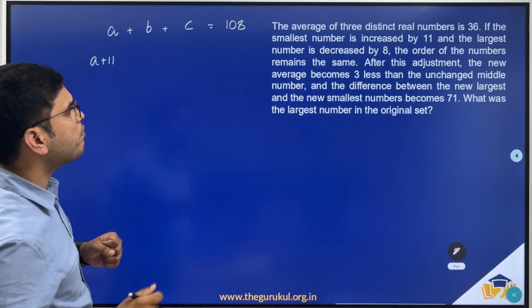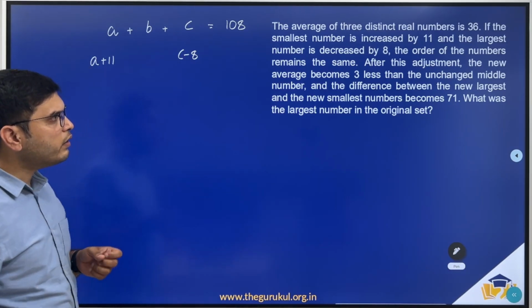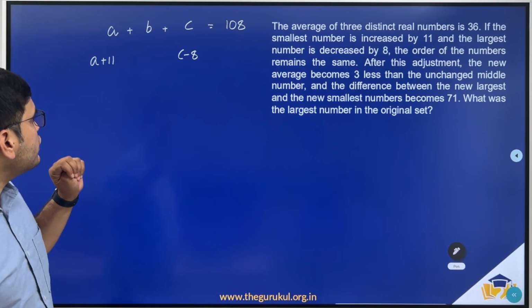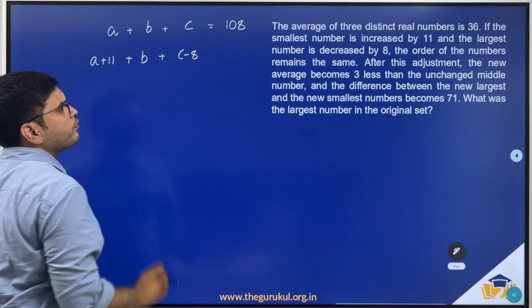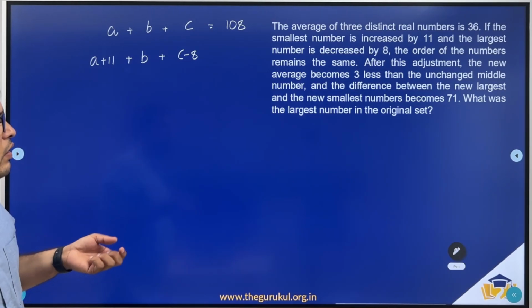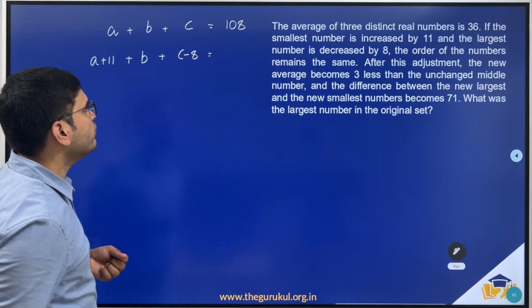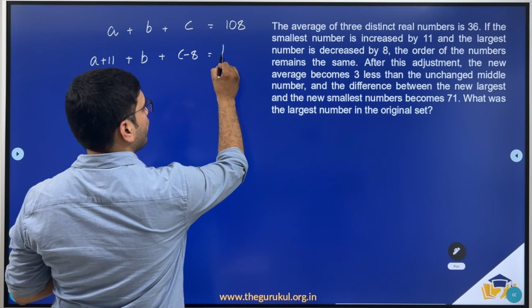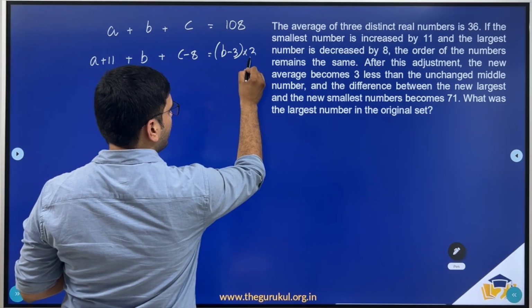And the largest number is decreased by 8. So this becomes C minus 8. And there is no change in the middle number. So that is B. Right. Now after this adjustment, the new average becomes 3 less than the unchanged middle number. Right. So the average will be B minus 3, and the sum of these three should be that into 3.